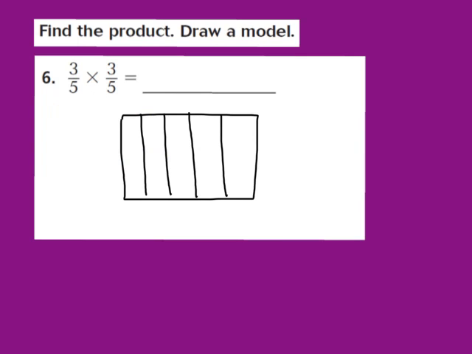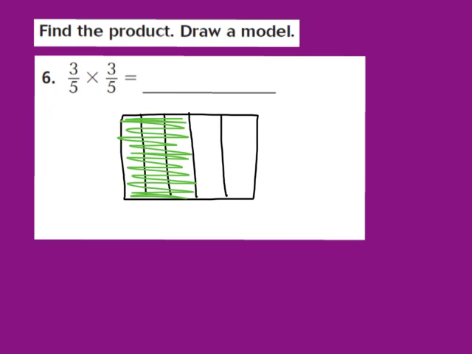Now our numerator here is a 3. So what that means is we now need to shade in 3 of those 5 columns, and that's going to represent our 3/5. So let's go ahead and begin to shade in. So once again, we're going to shade in 3 of those columns. So let's go ahead and begin our shading. So we've got 3 of those columns now shaded in. And once again, this now represents that second factor, which is 3/5.